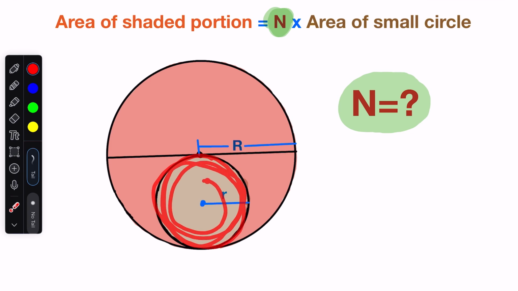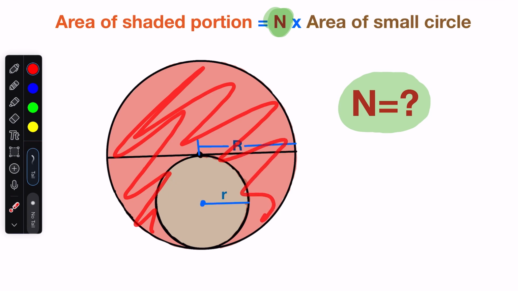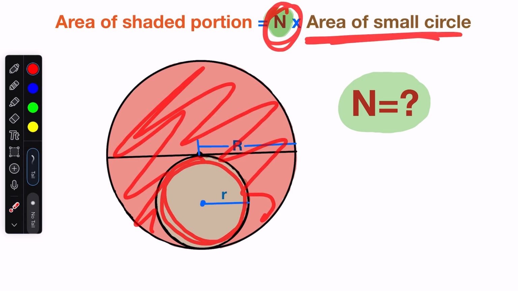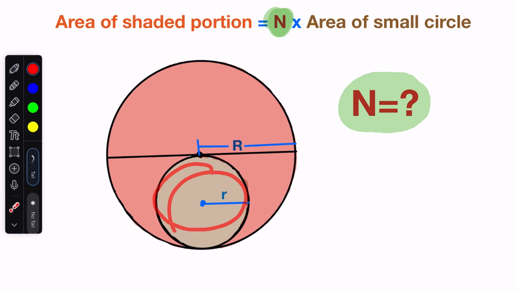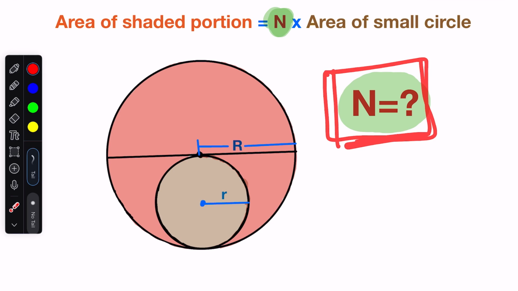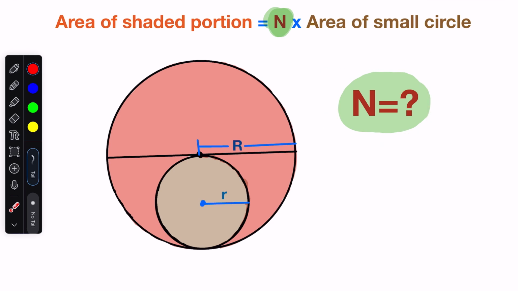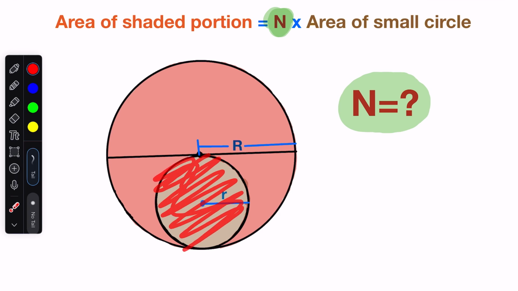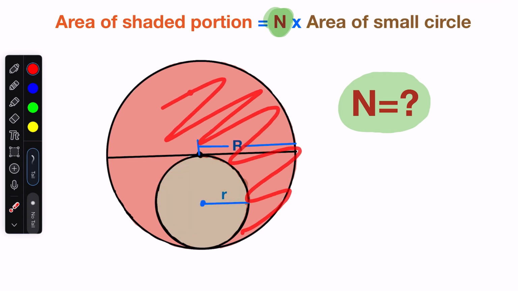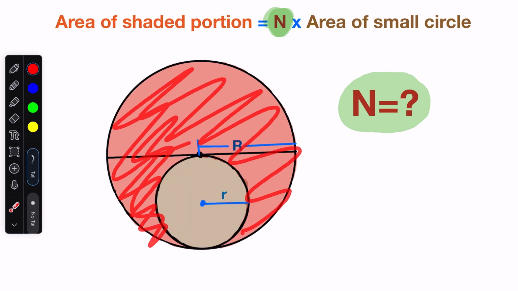So it says the area of shaded portion is n times the area of a small circle. This is the small circle. So we will try to find what is the value of n. It has asked in the question what is the value of n. How many times the small circle area will combine to form this shaded area.